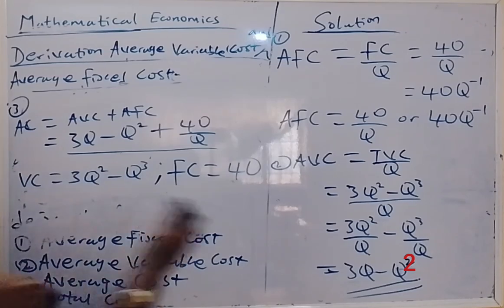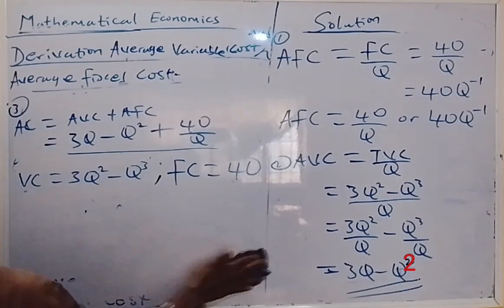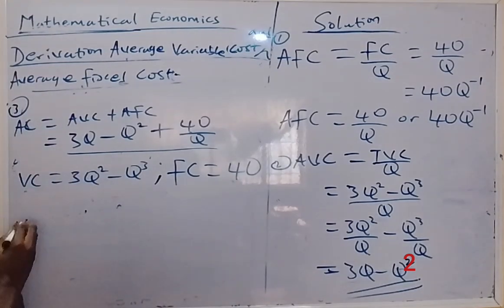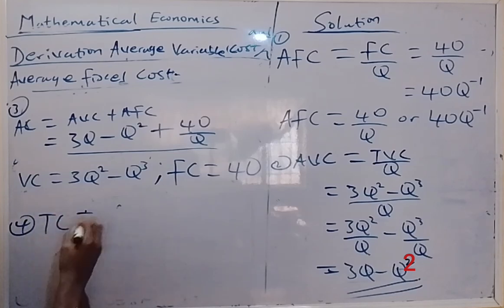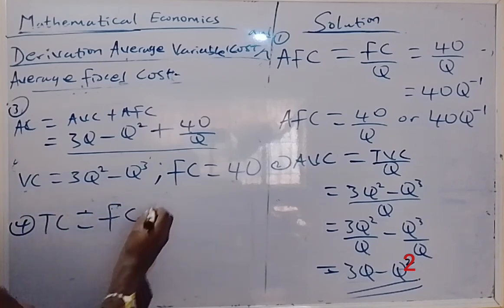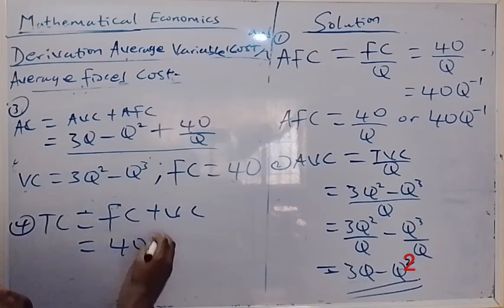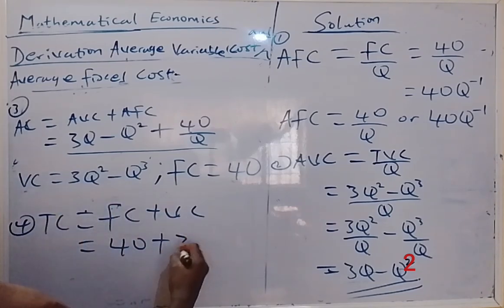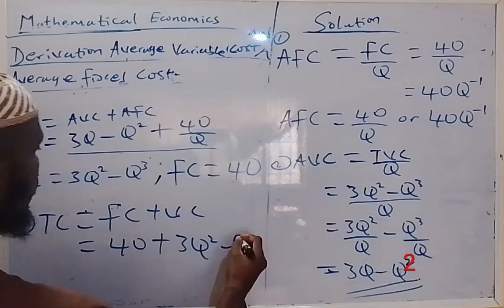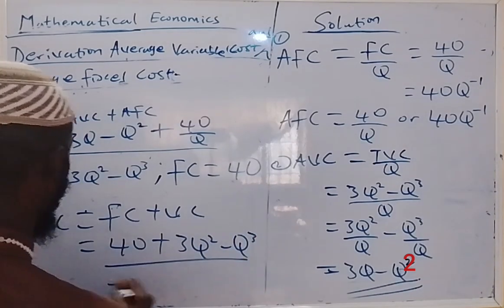The last question says derive total cost. That one is very simple. You remember that total cost is equal to fixed cost plus variable cost. We are given our fixed cost in this question, which is 40, then plus variable cost, which is 3Q squared minus Q raised to the power 3. So this is our total cost.